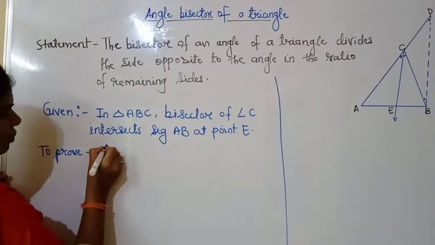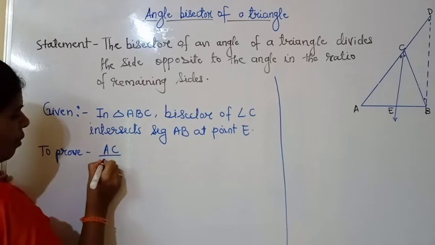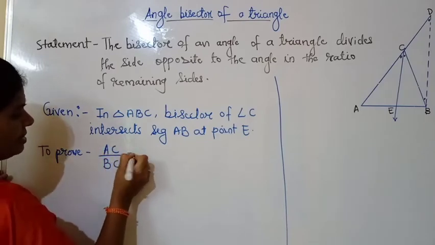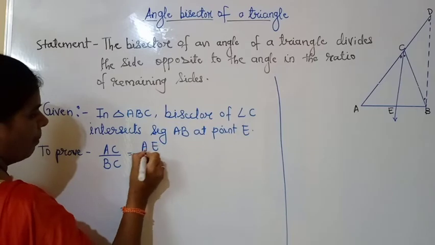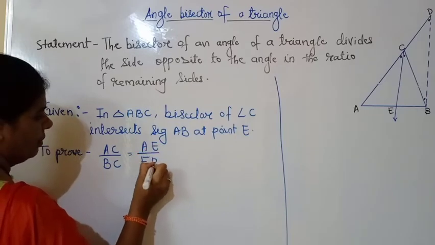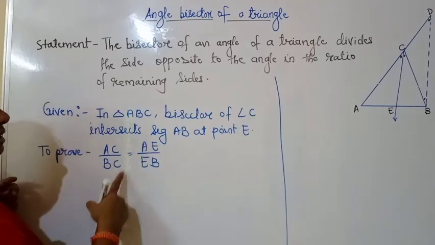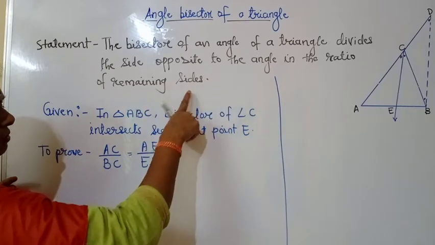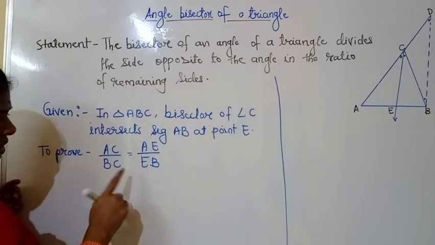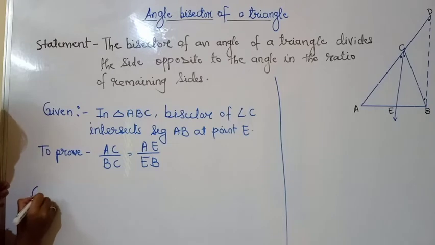To prove, we have to prove that AC upon BC is equal to AE upon EB. Okay, we have to prove this, that is, the opposite to the angle in the ratio of the remaining sides. So this is the ratio. Now we have to write the construction.